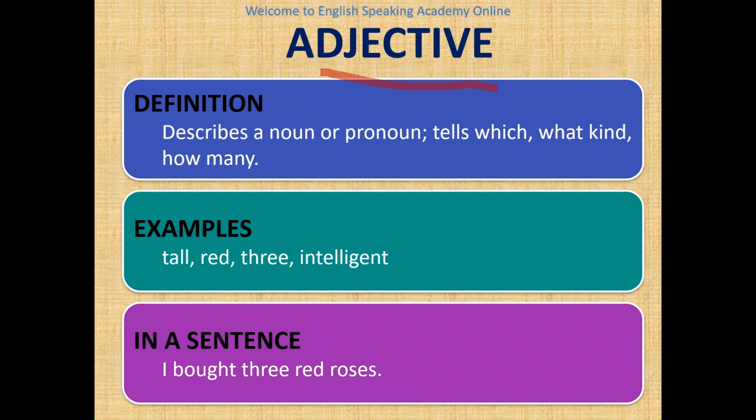In a sentence, I bought 3 red roses. In this sentence, 3 and red are adjectives of roses.